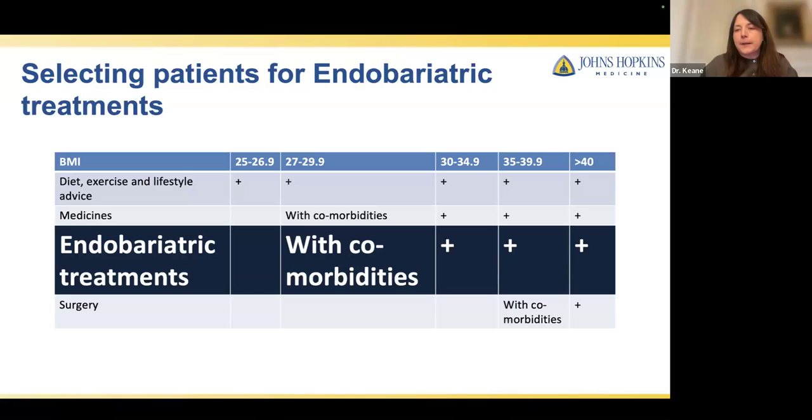So how do we select patients? Well, generally we select patients for endobariatric treatments if they have a BMI above 30, but that's not the whole story. We do select some people with a lower BMI if you have some comorbidities like we discussed, heart problems, diabetes, where you may benefit from weight loss.